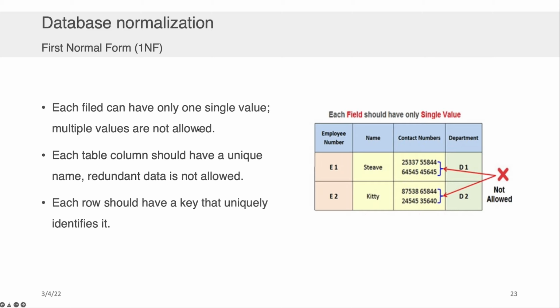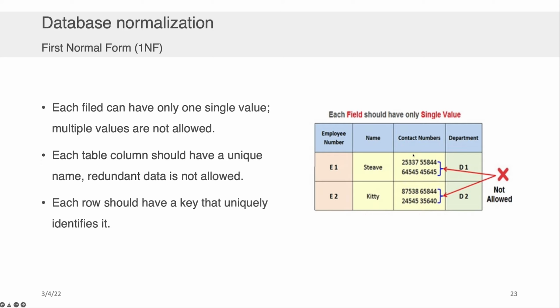The first normal form basically says that each field can only have one single value. Multiple values are not allowed. So what this means is if you had, for example, some contact numbers here in this table, we've got an employee number, a name, contact number, and a department. What you're not supposed to do is say, oh, actually, this employee has 2 telephone numbers. Let me put those 2 telephone numbers and just put a semicolon and plop the other one in there. That violates the first normal form requirement when you're building your database.